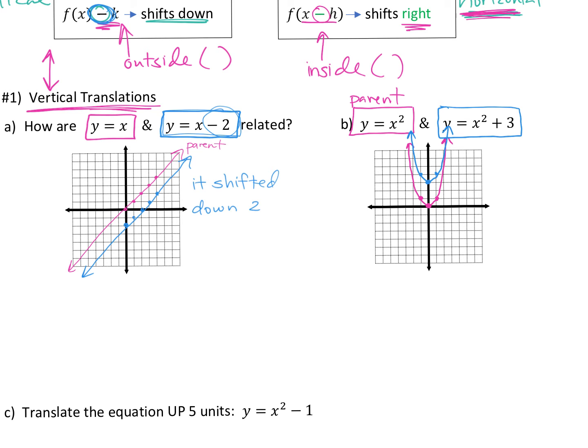So you would get your parent function is the pink one. Your blue is the result of a transformation. We slid up 3. Okay. Questions on that?